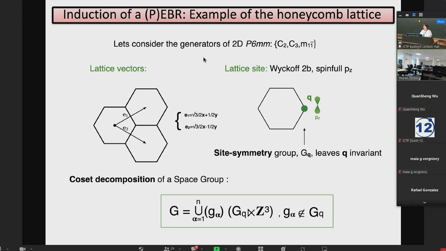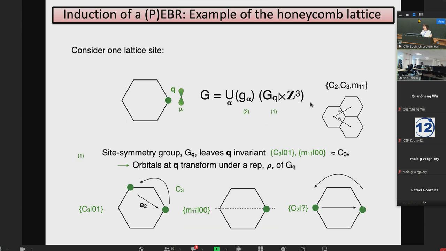Okay, so we have a honeycomb lattice with these generators, a 2b Wyckoff position, and p_z spinful orbitals in this site. And we're going to calculate the site symmetry group of G that leaves the q invariant. Let's say our generators are C2, C3, and M1. If we apply C3 to our site, we move it to this other one, and by a lattice translation, we can go to the original site. So C3 is a symmetry operation of the site symmetry group. If we apply mirror, absolutely nothing happens, so mirror is also part of the site symmetry group.